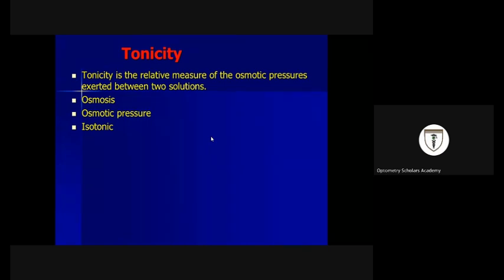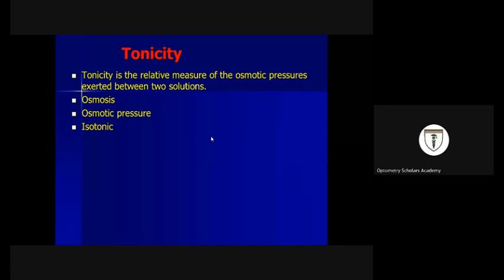So let's go on. Like I was saying, when the solution is higher in concentration than the cell, it is hypertonic. When the solution is lower in concentration than the cell, it is hypotonic. But when the solution is at the same concentration as the cell, it is said to be isotonic. So isotonicity means that the solution is at the same concentration as the cell.